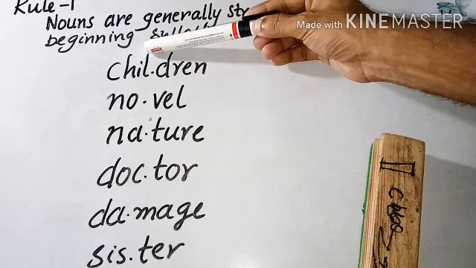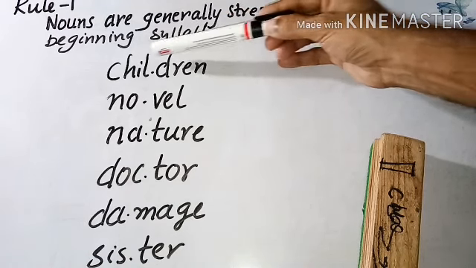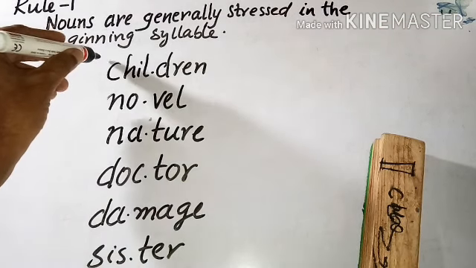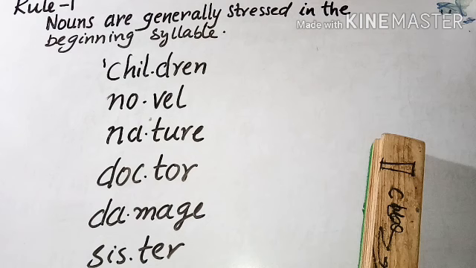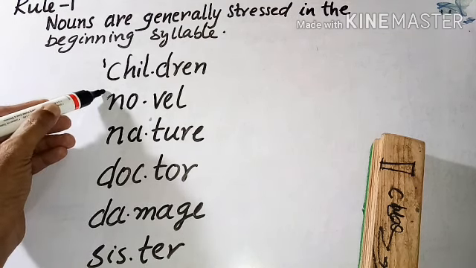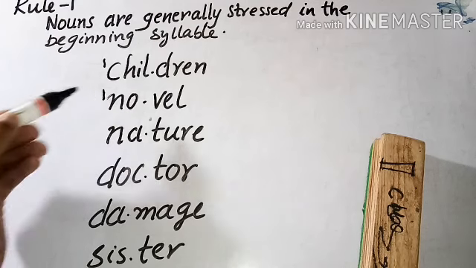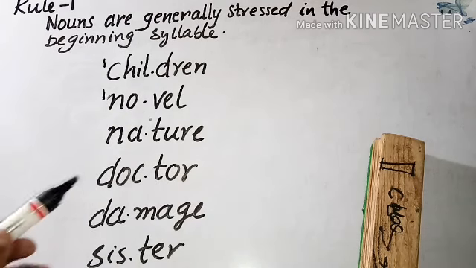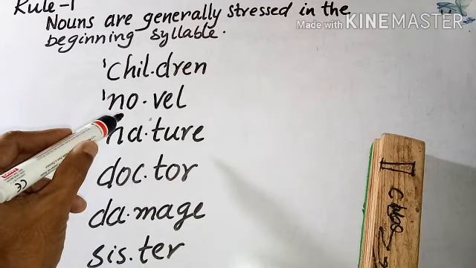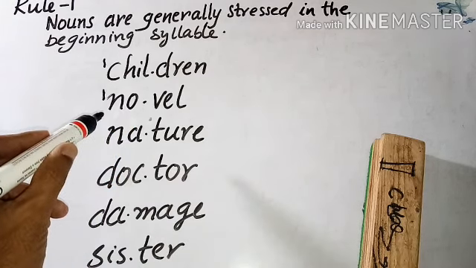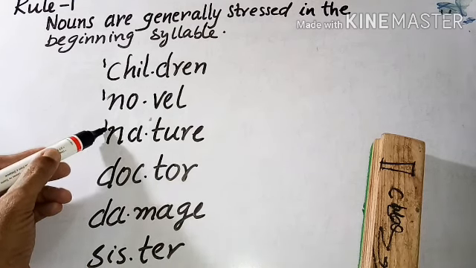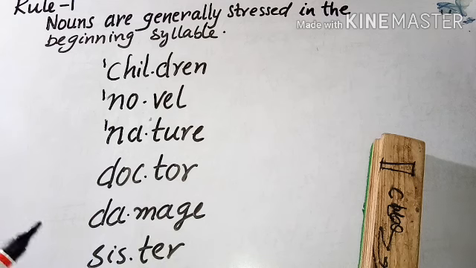Take this disyllabic word, children. The stress lies here on the beginning syllable. Next one is novel. NOvel, not noVEL. If I say the second one is stressed, it sounds odd. Next, nature. Nature.